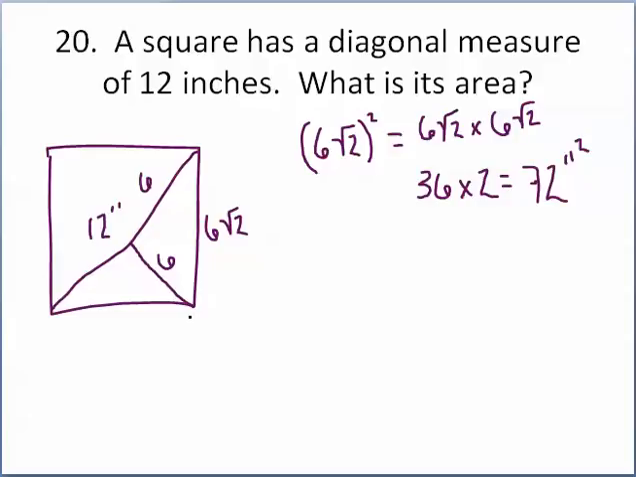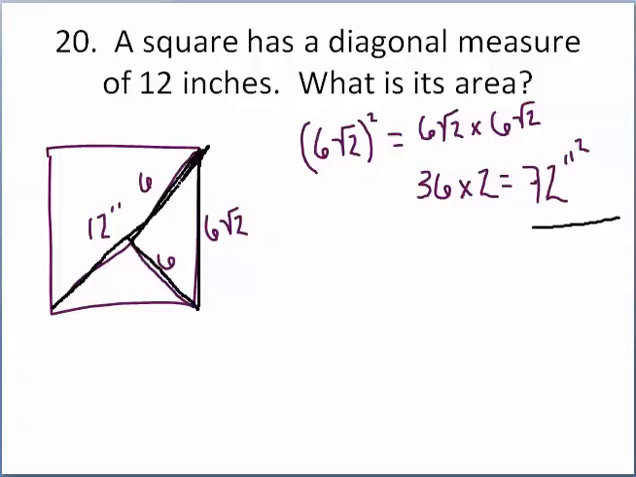Let's see how you did. I drew a picture here, and I have a diagonal measure of 12 inches, which means that this is 6 inches and that is 6 inches, which means that this side right here is 6 square root 2, and 6 square root 2 times 6 square root 2 gives us 72 inches squared.